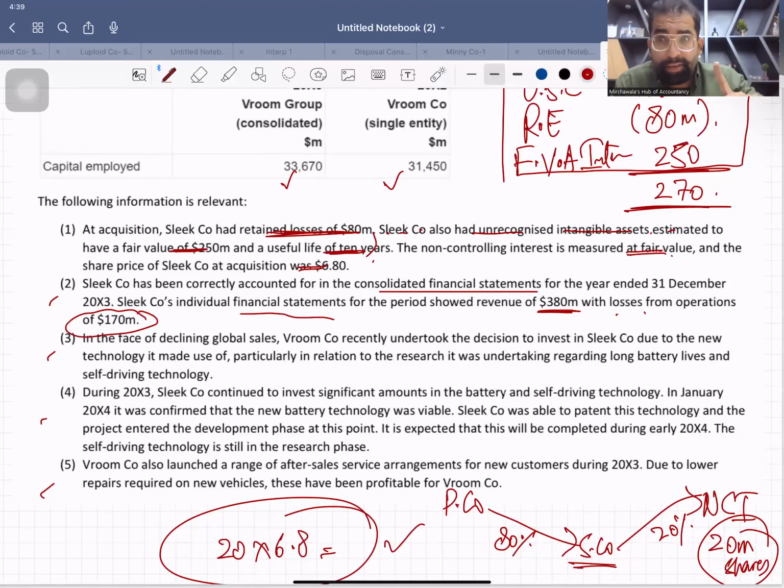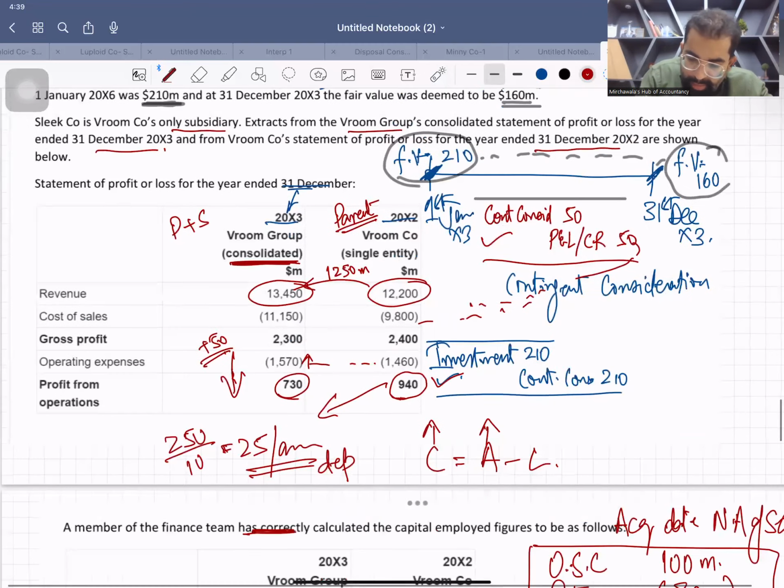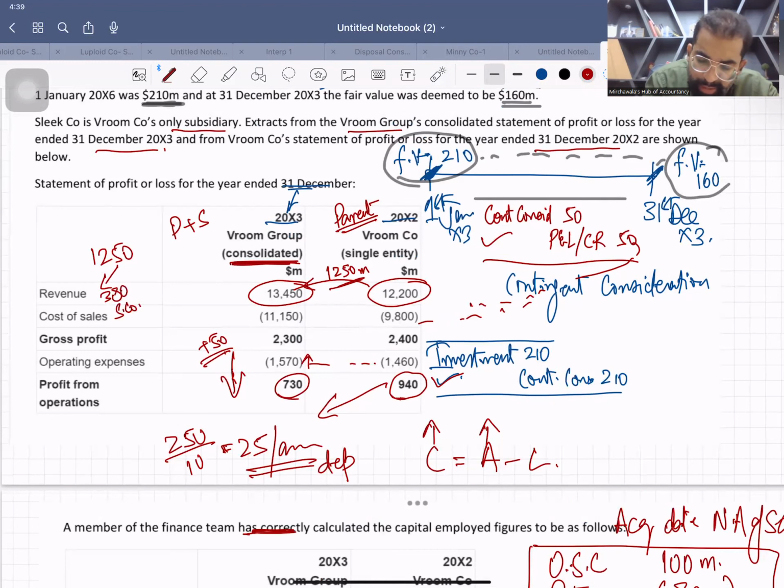Now, be active. See the screen. There is a total increase of 1250 in the sales revenue. Out of this 1250, just 380 belongs to S company. So the major part, wait, 1250 minus 380. 870 belongs to P company.